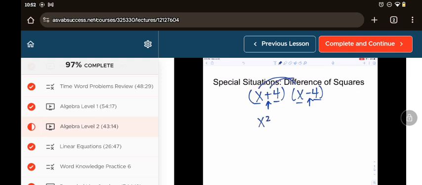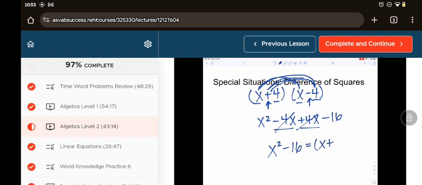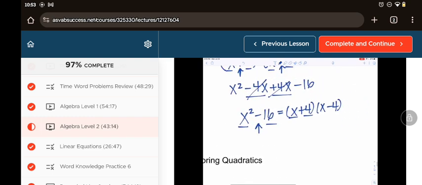X times x is x squared. Positive 4, outer. X times negative 4 is negative 4x. Inner, positive 4 times x is positive 4x. And last, positive 4 times negative 4 is negative 16. What happens here is that negative 4x plus 4x actually cancels out, and the answer becomes x squared minus 16. So sometimes people like to memorize that x plus 4, x minus 4 gives me the square of the first one minus the square of the second one. Okay? So that's just something to keep in mind.